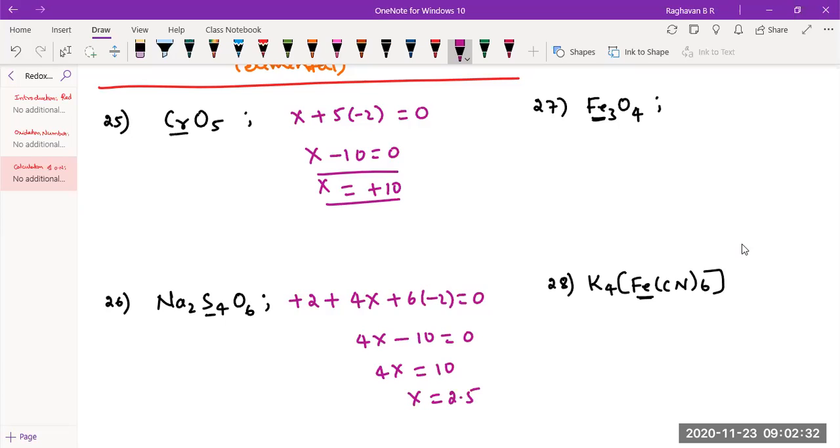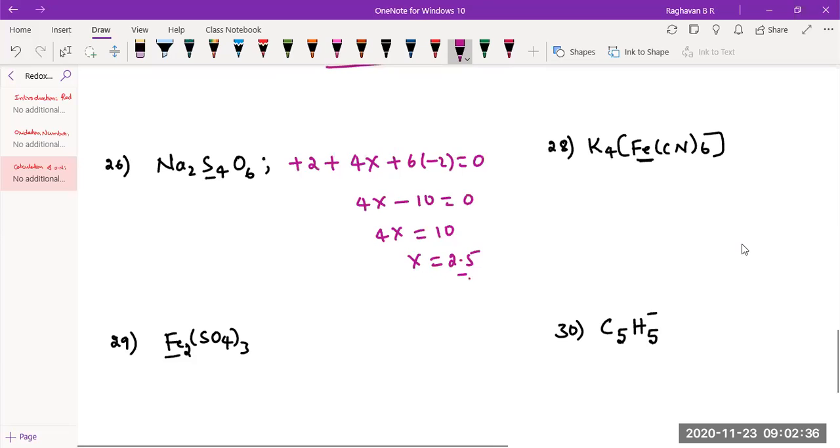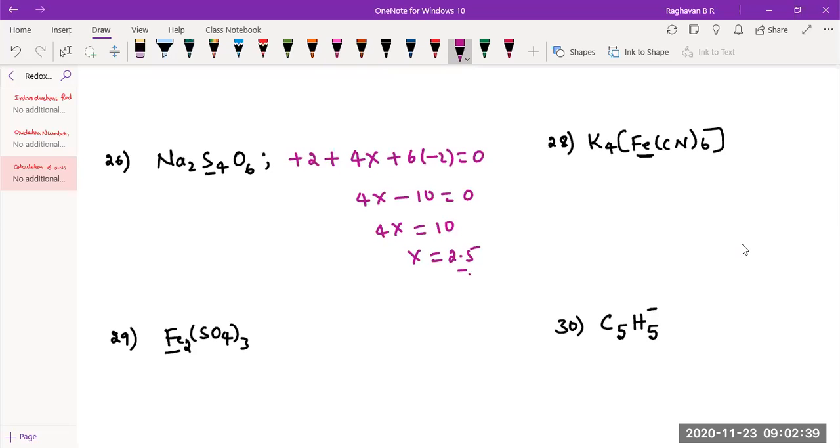Sir, but how can charge become a fraction? Sir, in superoxide it was a fraction, minus half. Okay, in some cases it can be a fraction. But I don't know about this case. Whatever you have calculated, I have written here. Let's see in case of this Fe. 8 by 3, sir. 8 by 3 plus. Why 8 by 3?